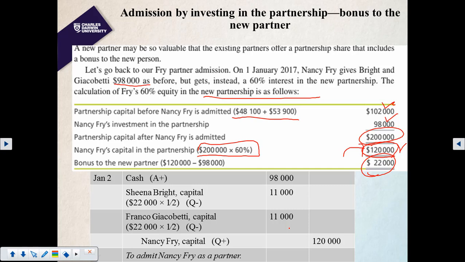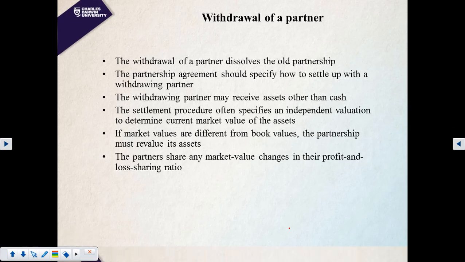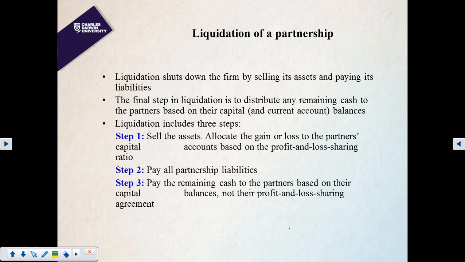If you do some more exercise, it might be good. If a partner is withdrawing from the business, or if we liquidate the business, it could happen either way. One, the partner is leaving the business, maybe you can give him his amount of capital, and the business's overall capital will be reduced. In case of liquidation, what will happen?